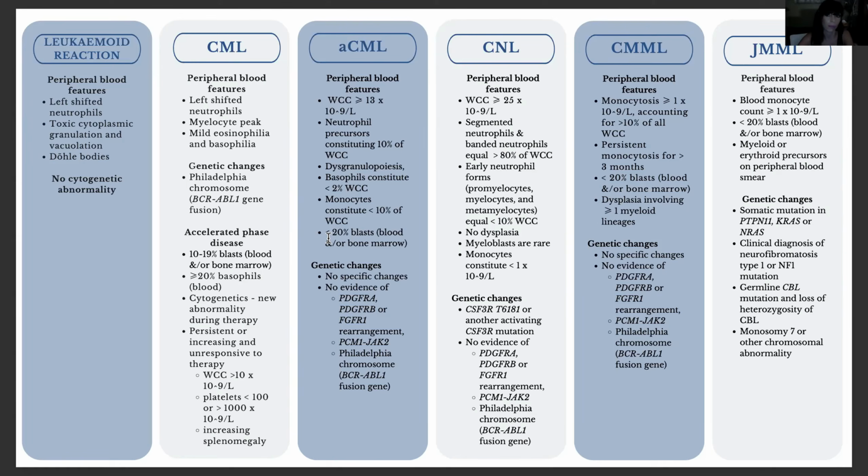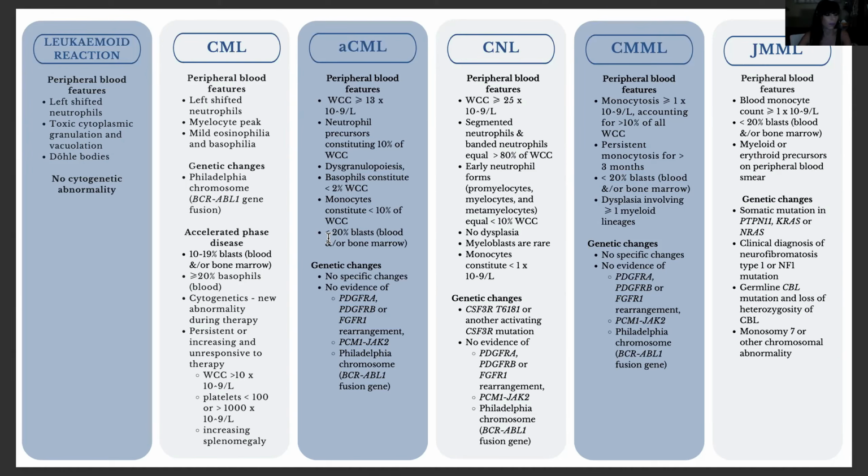I think we've already gone through the main features of CMML and distinguishing the cases that we've seen from this condition. But really what you're looking at is a persistent monocytosis. It has to be more than 1 × 10⁹ per liter, and the monocytes should constitute more than 10% of all white cells. It has to be persistent for more than 3 months, with less than 20% blasts.